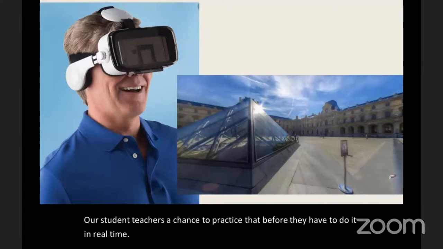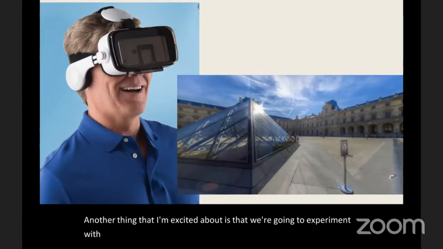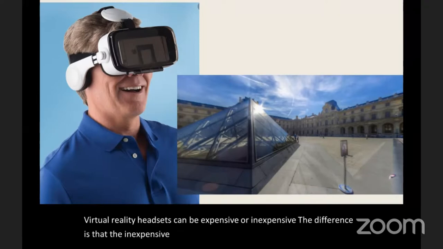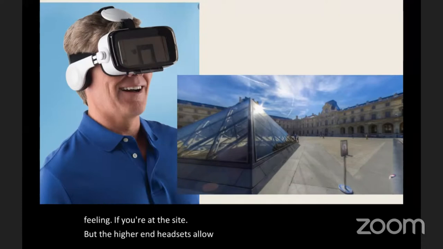Another thing that I'm excited about is that we're going to experiment with virtual reality. Virtual reality headsets can be expensive or inexpensive. The difference is that the inexpensive headsets allow the person to see a 3D version, feeling as if you're at the site, but the higher end headsets allow the person to interact with the environment and other people who join you in that environment.